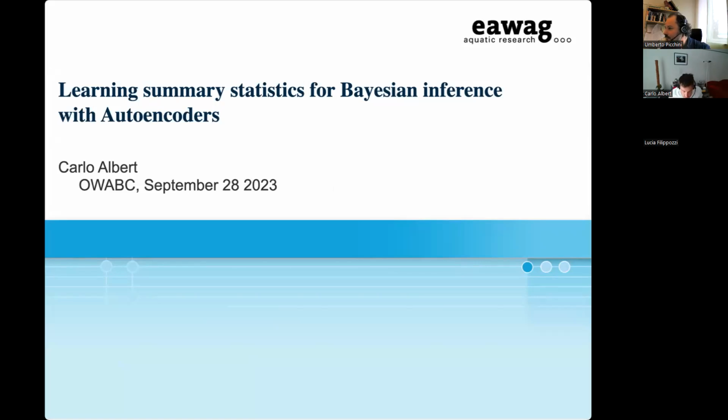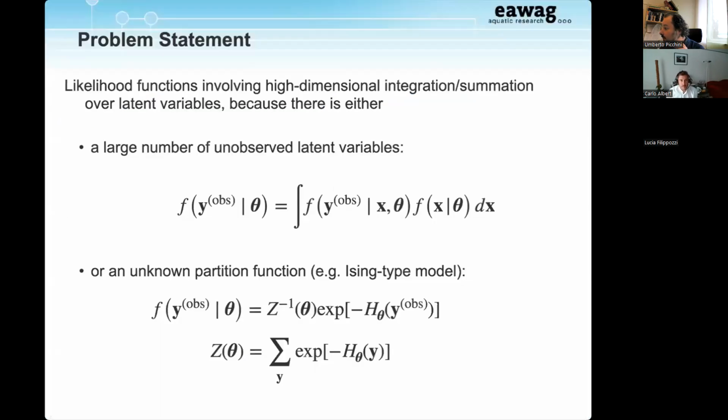So welcome everyone. I would like to talk today about a method that we suggested recently of how to use autoencoders to learn summary statistics for Bayesian inference. So let me start with the problem setting. I think to this audience, I don't have to explain this in great detail.